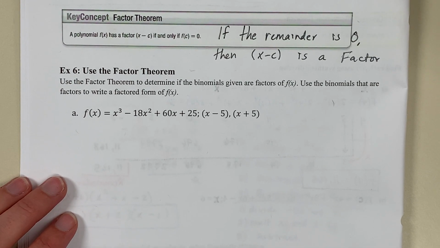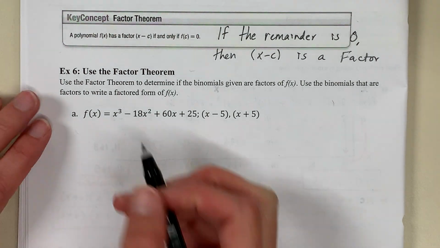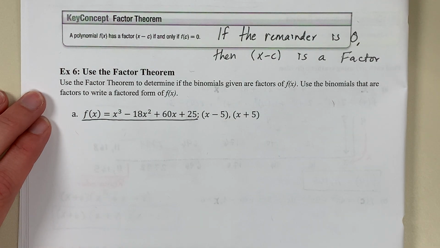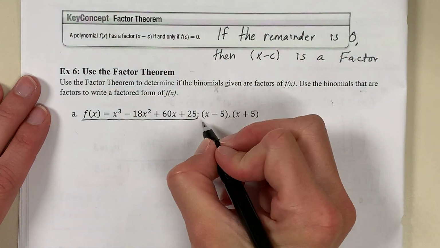Example 6 says use the factor theorem to determine if the binomials given are factors of f of x. Use the binomials that are factors to write a factored form of f of x. In letter A, we have the following polynomial function: x cubed minus 18x squared plus 60x plus 25. I'm given two factors, x minus 5 and x plus 5. I need to determine whether one, both, or neither of those factors are actually factors of this polynomial. I'm going to begin with x minus 5.